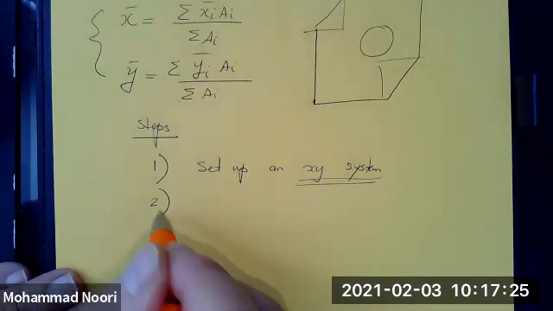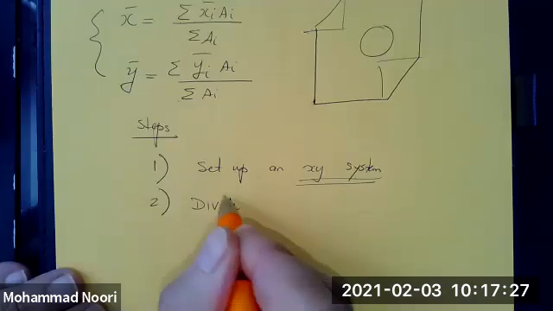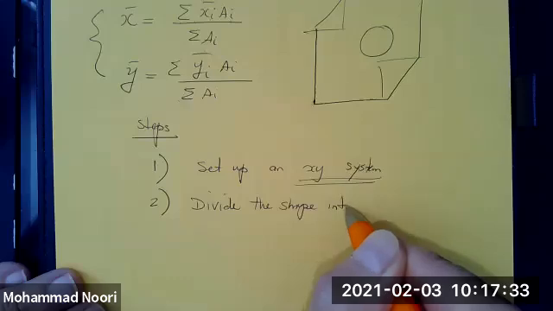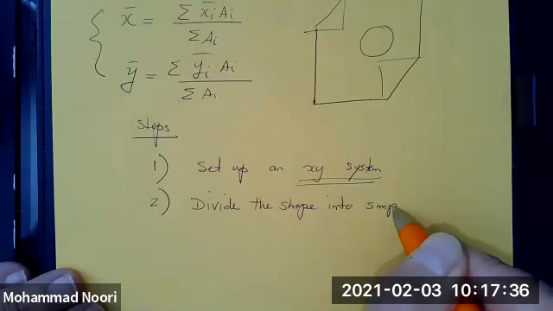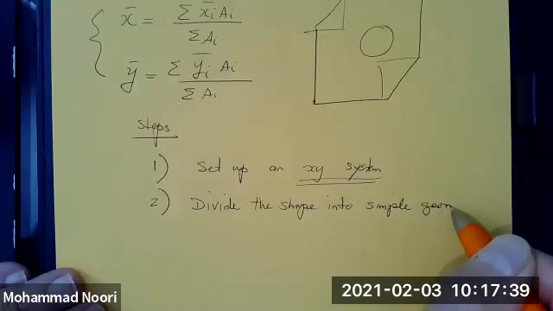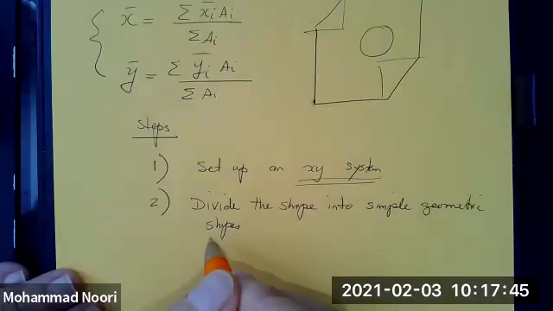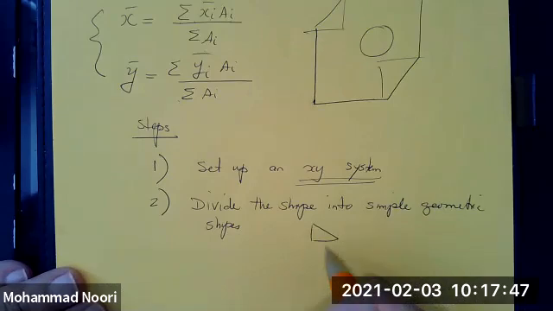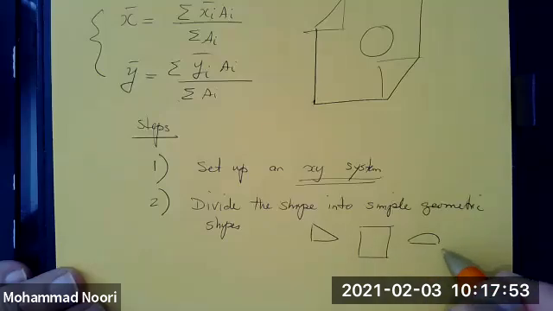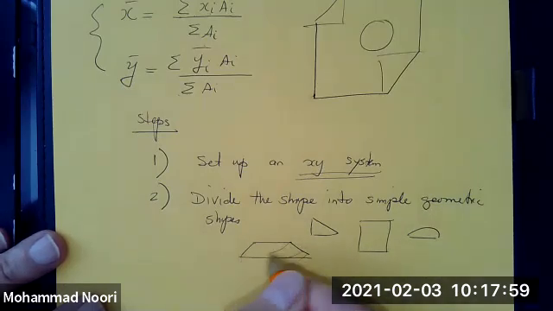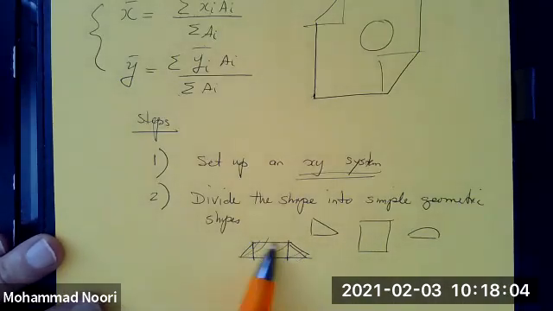Then step number 2 is divide the shape into simple geometric shapes. What I mean by that, basically break it down to a triangle, a rectangle, a half circle, and so on. Don't use, for instance, a trapezoid. This is not tabulated. But remember, a trapezoid is composed of two triangles and a rectangle.